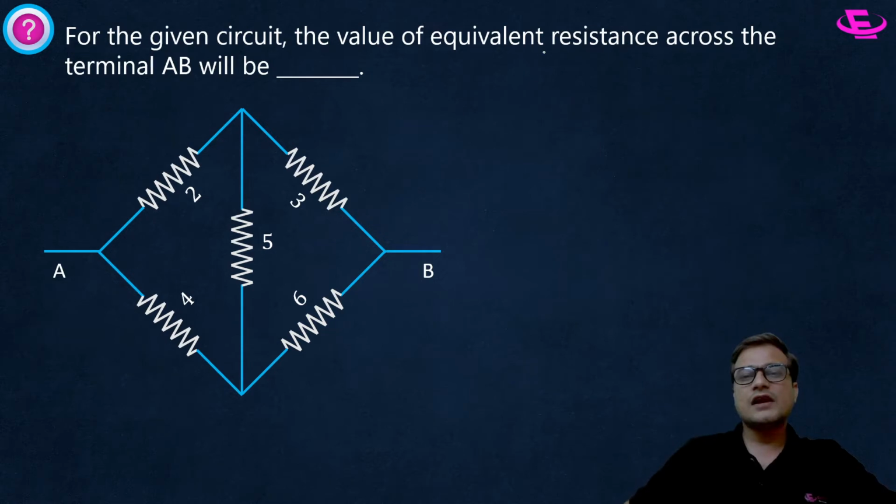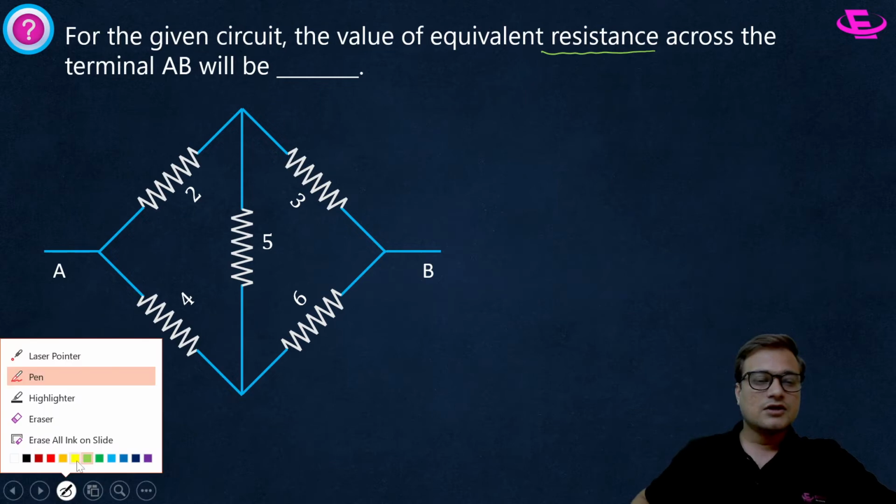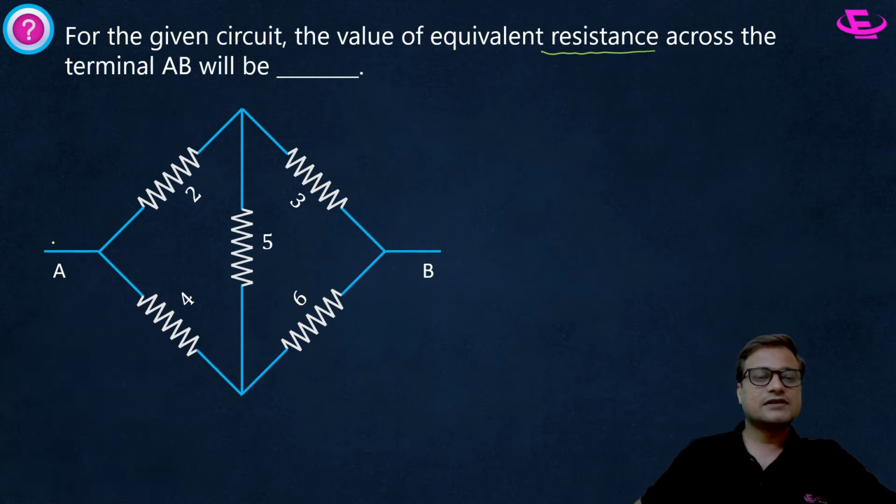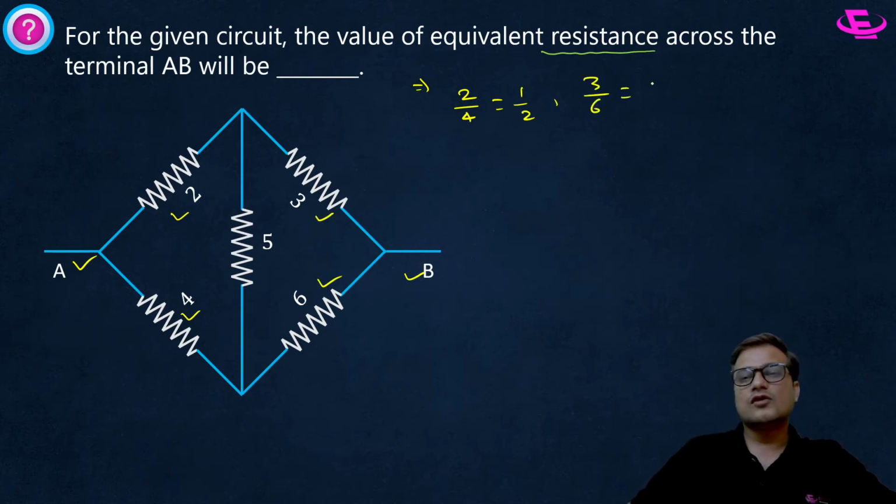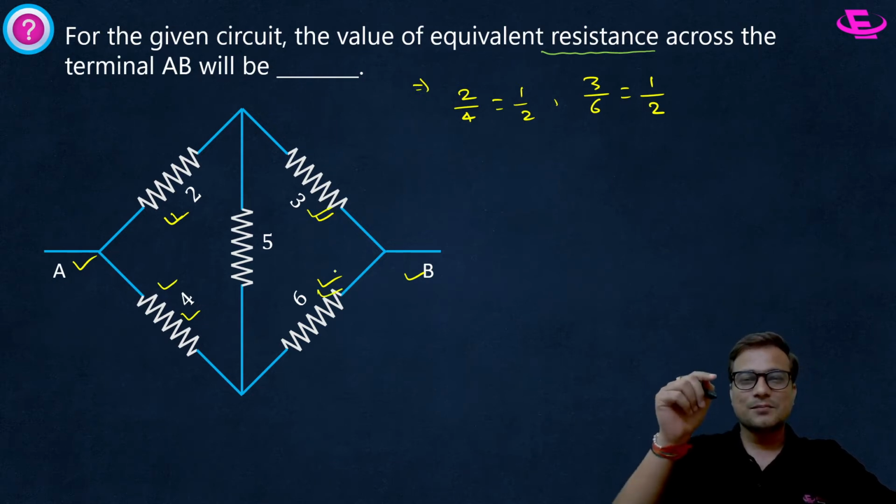The circuit is given. You have to find the equivalent resistance across the terminal AB. So how to find the equivalent resistance? This is a Wheatstone bridge. Now you have to check the condition. What is the condition? These two resistors' ratio, that means 2 by 4, is equal to 1 by 2. Next, 3 by 6 equals 1 upon 2. So now what do you see? Here R1 by R2 is equal to R3 by R4. It means the bridge is balanced.